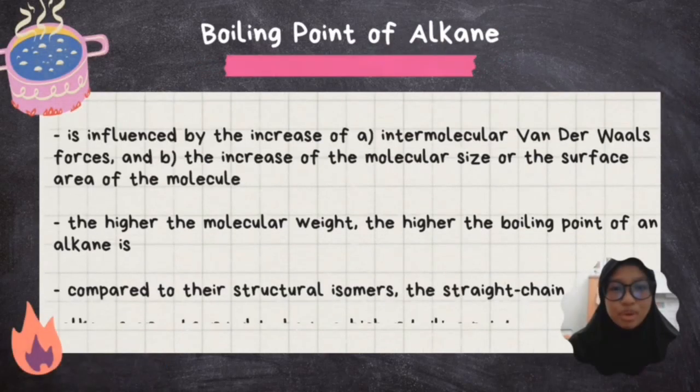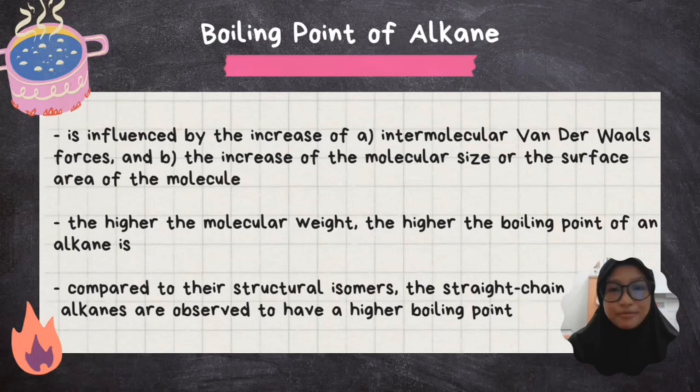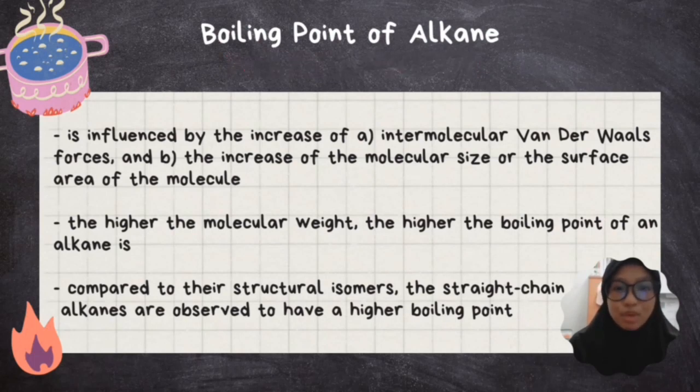Next is the boiling point of an alkane. It is influenced by the increase of intermolecular van der Waals forces and the increase of the molecular size or the surface area of the molecule. The higher the molecular weight is, the higher the boiling point of an alkane is. Compared to their structural isomers, the straight-chain alkanes are observed to have a higher boiling point.